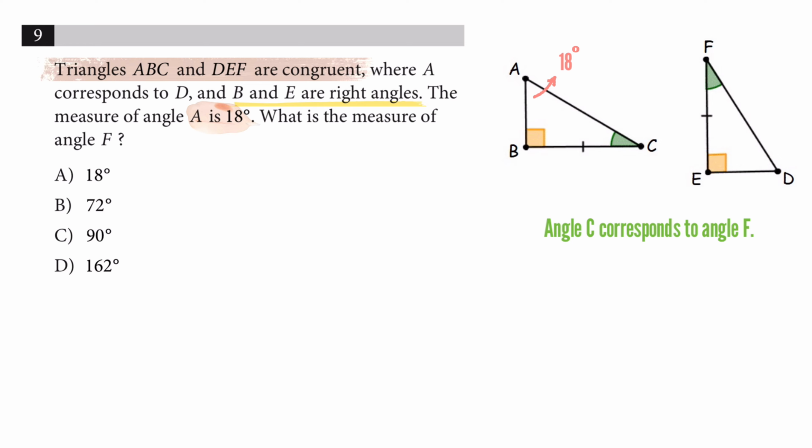In triangle ABC, 18 degrees plus 90 degrees plus angle C equals 180 degrees. So angle C equals 72 degrees, and so angle F equals 72 degrees. Answer is 72 degrees, choice B. Geometry done, see? Not so scary.